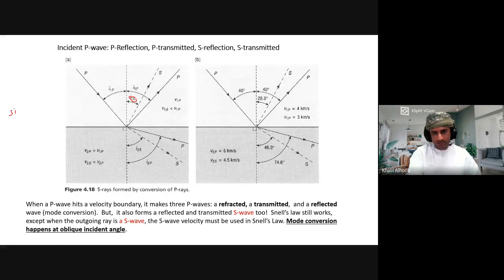So it equals sine of the incident angle of P in layer one, over VP1, the velocity of P in layer one. This is equal to sine of the reflection angle of S in layer one, over VS in layer one. If you are provided with those values, it can easily be obtained.